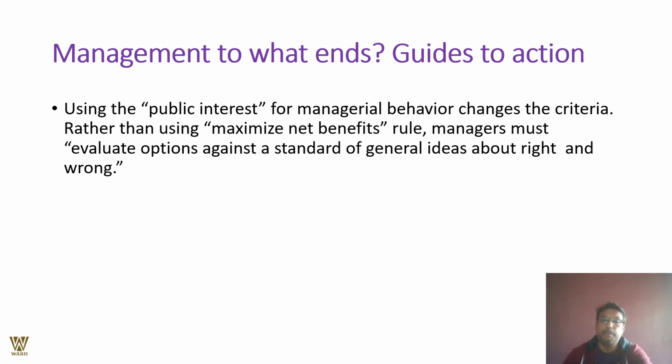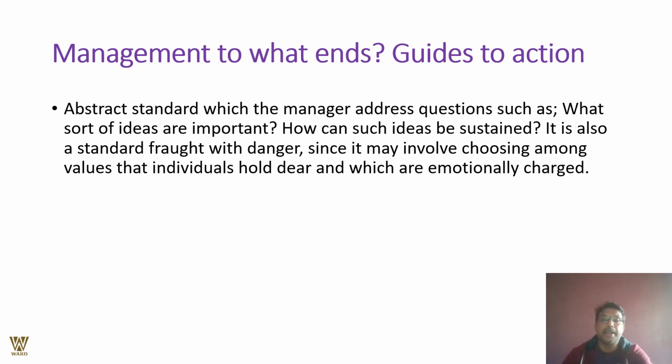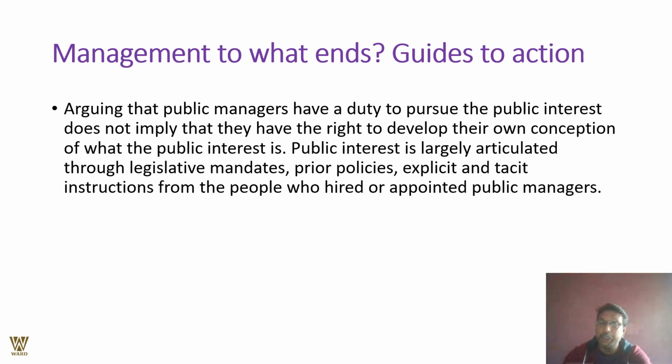Using the public interest for managerial behavior changes the criteria, rather than using maximized net benefit rules. Managers must evaluate the options against standards of general ideas about right and wrong. The abstract standard addresses this question: what sort of ideas are important? How can such ideas be sustained? It is also a standard fraught with dangers, since it may involve choosing among values that individuals hold dear and which are emotionally charged.